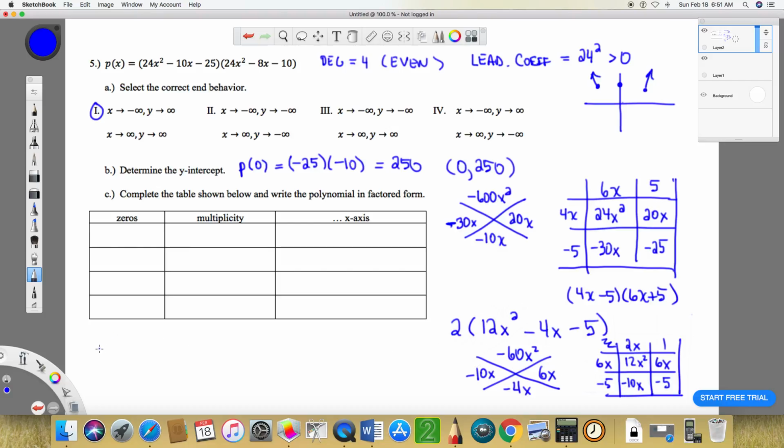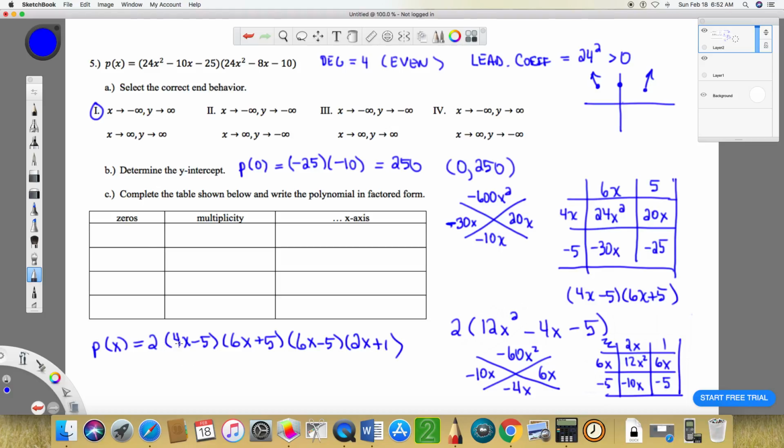So let's come over here and factor this completely. We have this factor of 2. I'm going to put it out in front. Then we have these two factors, 4x minus 5 and 6x plus 5. And then these two factors, 6x minus 5 and 2x plus 1. So there's our polynomial in factored form.